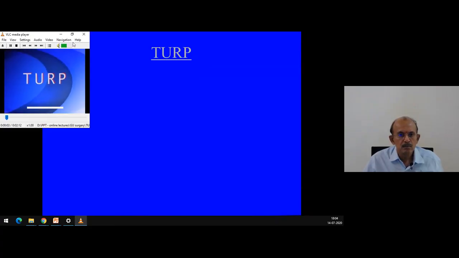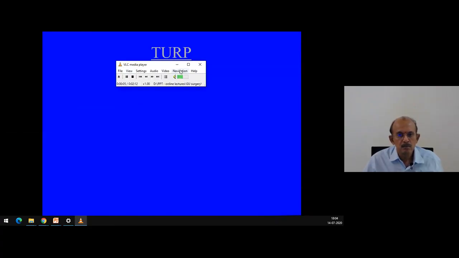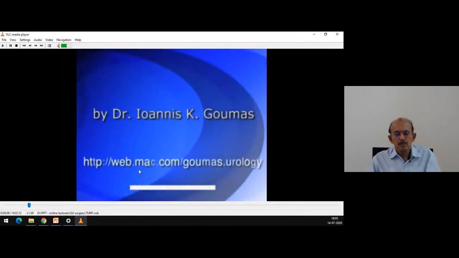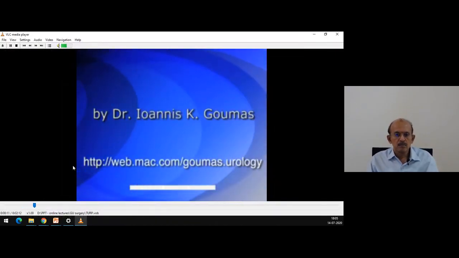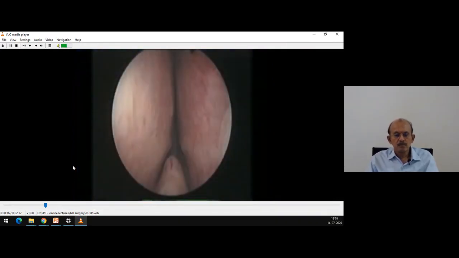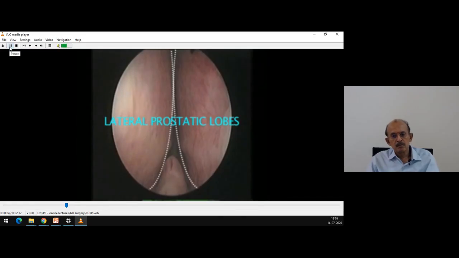Transurethral resection of the prostate is an endoscopic, minimally invasive technique for the treatment of prostatic hyperplasia. This video shows how this technique is performed. Let's see some anatomic landmarks that help us understand where we are and what we have to do. You can now see the prostatic urethra. Here, the lateral and large prostatic lobes obstruct the urethra.